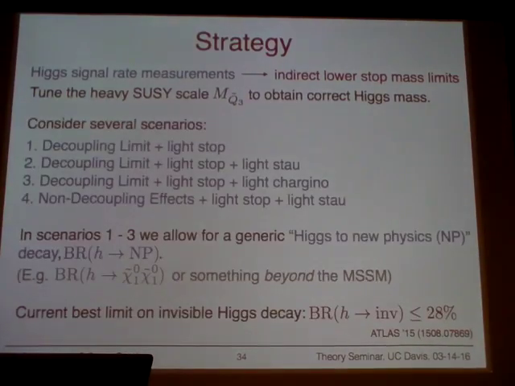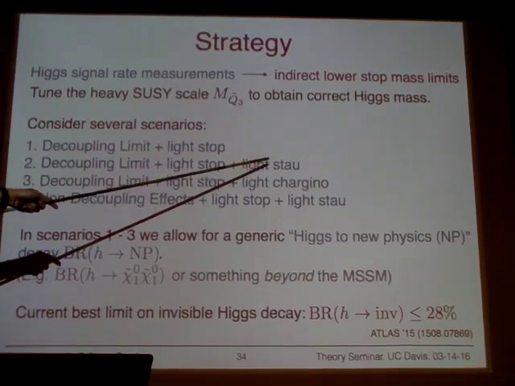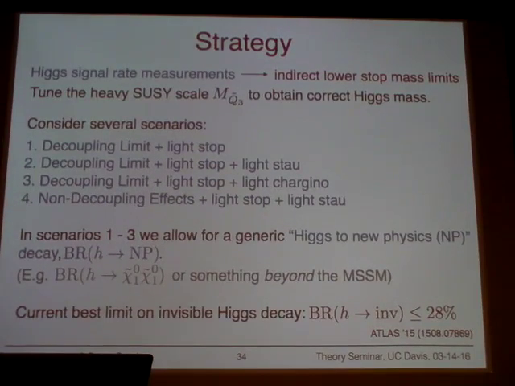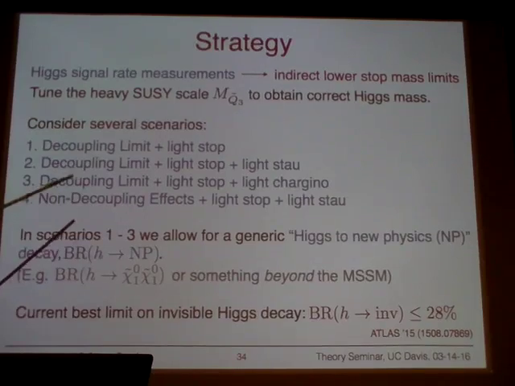Okay. So what we did is to consider several scenarios here. The first three go to the decoupling limit and just consider a light stop, or we also add the light stau and the light chargino, because those can directly affect also the Higgs to gamma gamma partial width, and then they might weaken this tension with the Higgs data a little bit. And in the fourth case, we also consider non-decoupling effects.